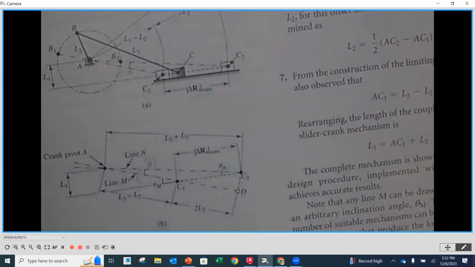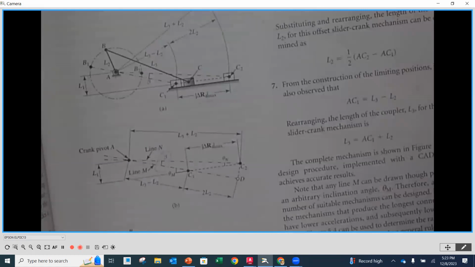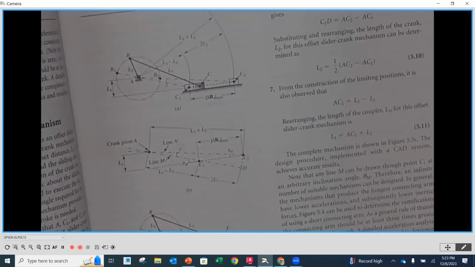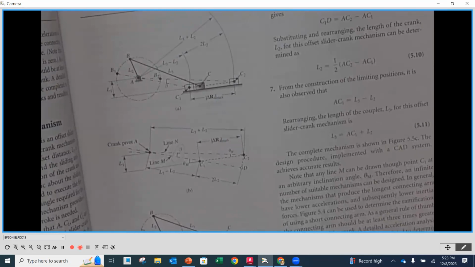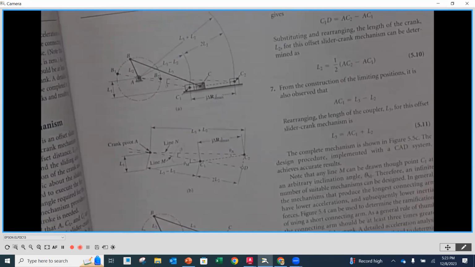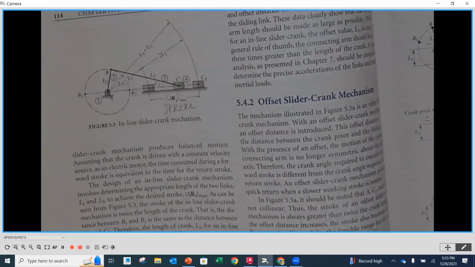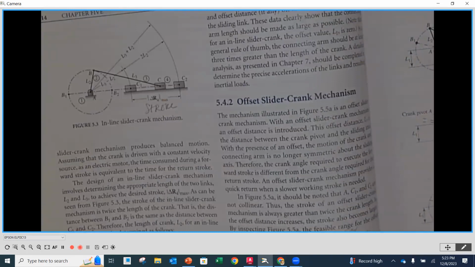We're also going to find out that that only occurs when we have a Q that is greater than 1, so when we're in that quick return situation. An offset slider crank mechanism is a quick return type of mechanism, where the inline is going to be the symmetrical one. So there would not be an imbalance angle there, or they call it beta.